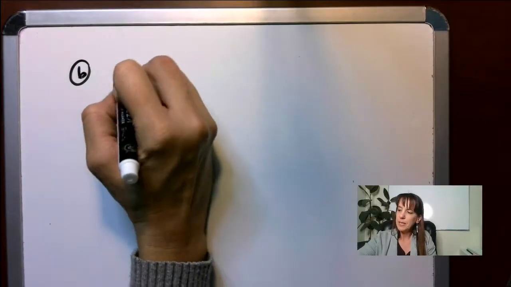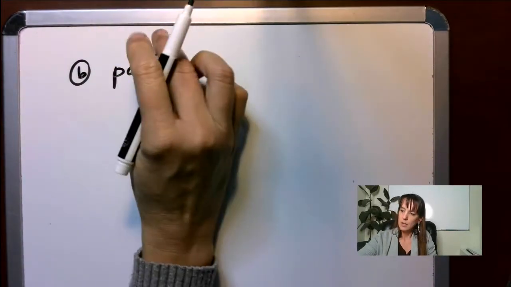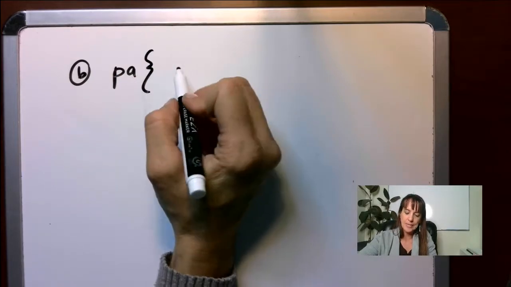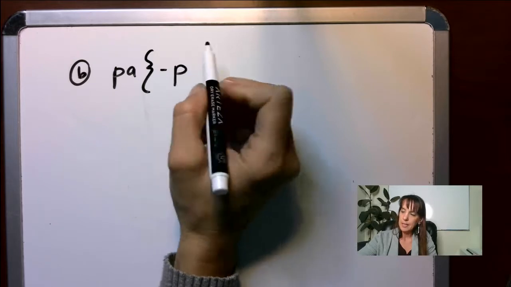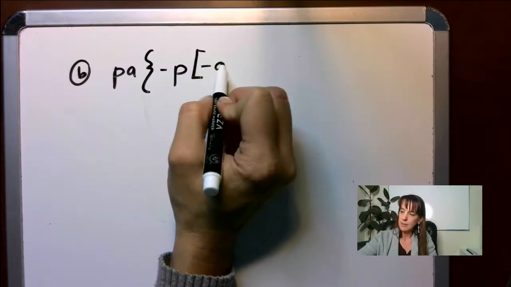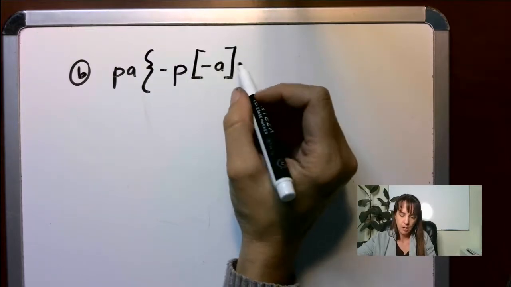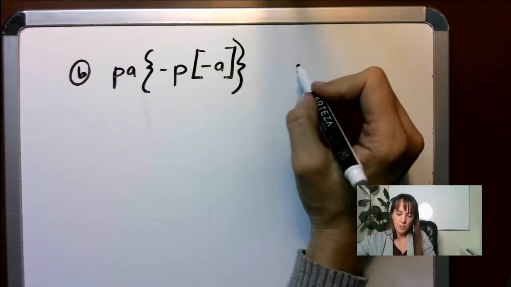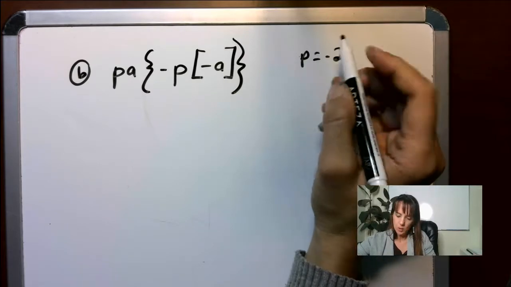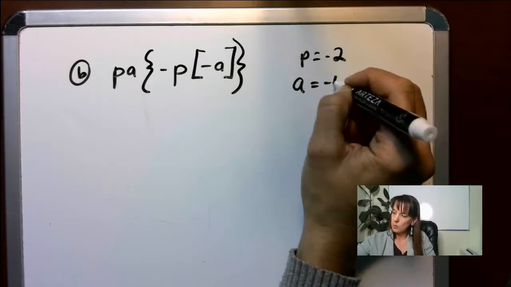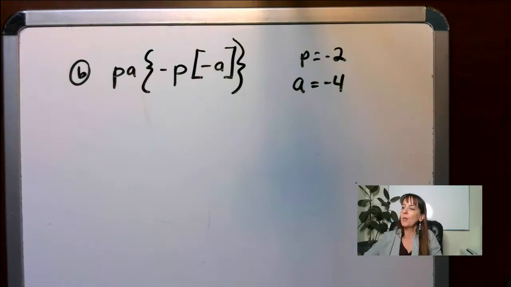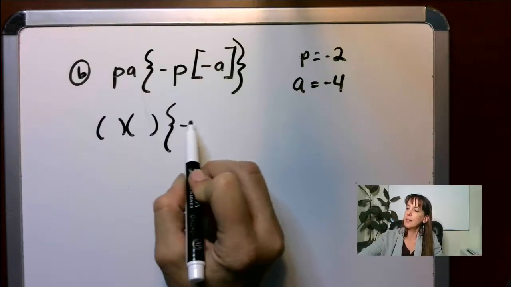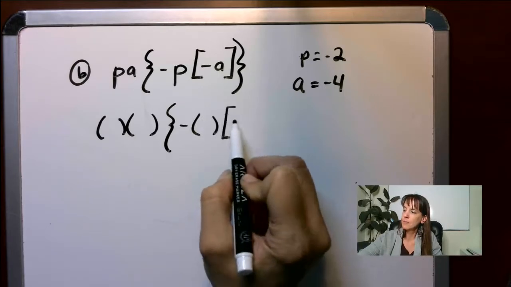We have PA. Oh, I'm gonna start off on the right foot. Instead of the brace, instead of the bracket, I'm gonna do a brace minus P bracket, -8, or 8, A, one of those, whatever. A, and then brace. We have P is -2, A is -4. All right, so guys, what we're gonna do, we're gonna do our bubbles. Got some bubbles in here, negative bubbles.